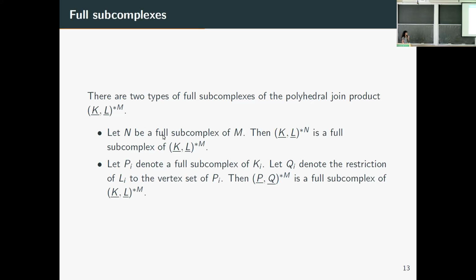And the second comes from the full subcomplexes of the Ki's. If we let Pi denote a full subcomplex of Ki, and let Qi denote the restriction of Li to the vertex set of Pi, then the polyhedral join product on that pair is going to be a full subcomplex of our original polyhedral join product.